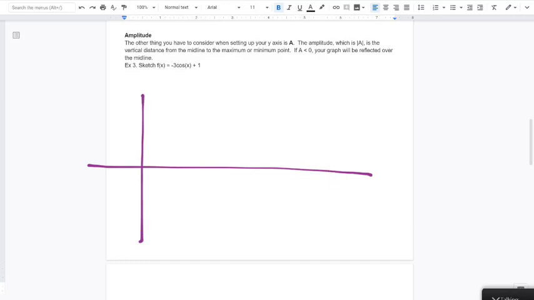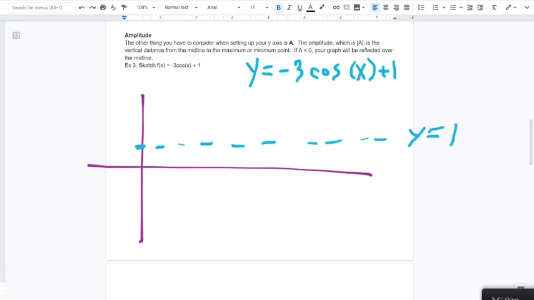Okay, the other thing that A tells us is the distance that our maximum and our minimum are from the midline, the sinusoidal axis. So if we were graphing y equals negative 3 times the cosine of x plus 1, I'm still going to plot my sinusoidal axis at y equals 1. That doesn't change. That's always where you start when you're setting up your axes.